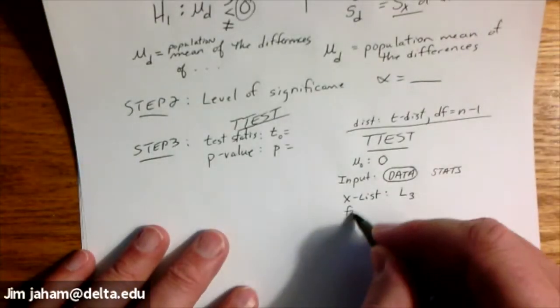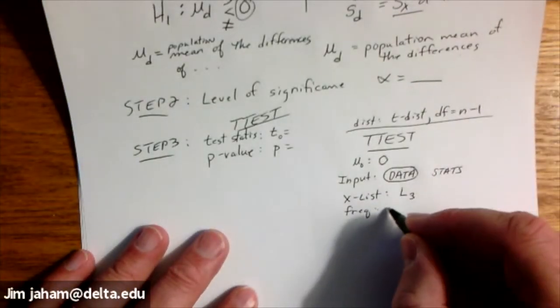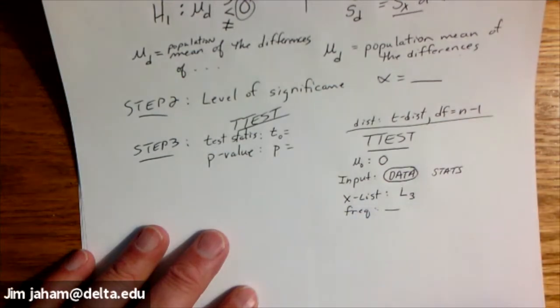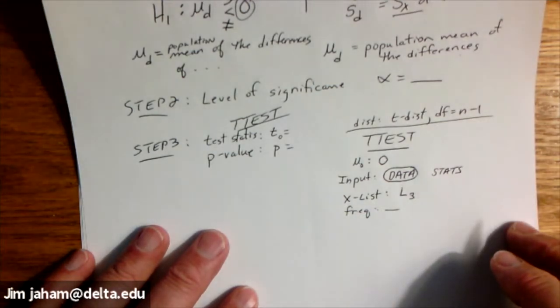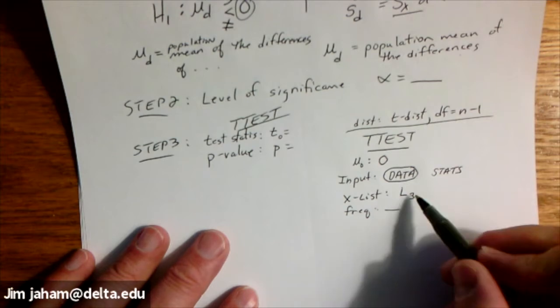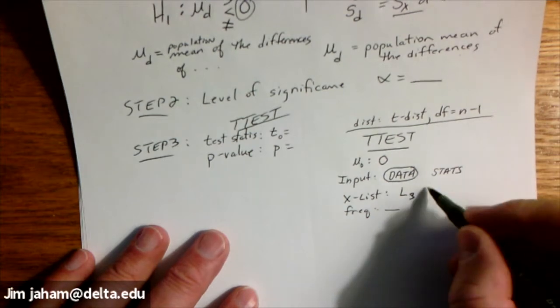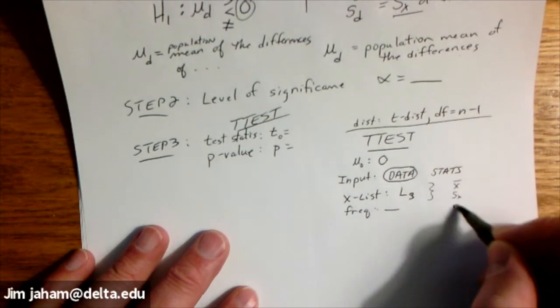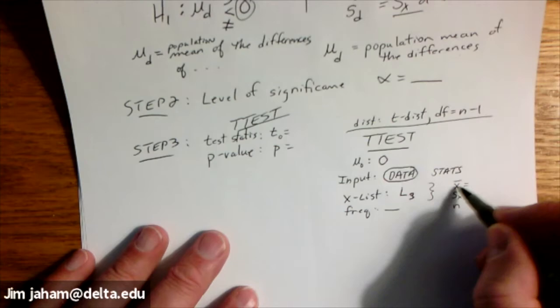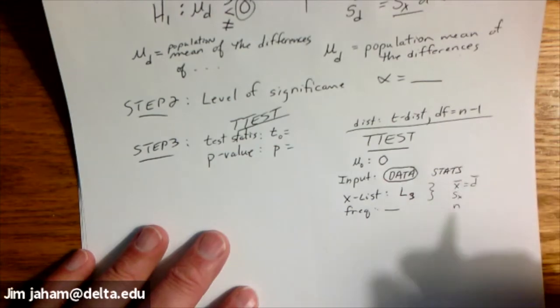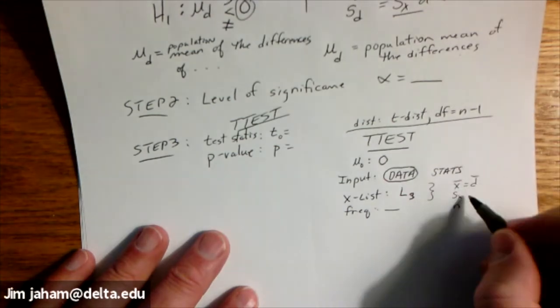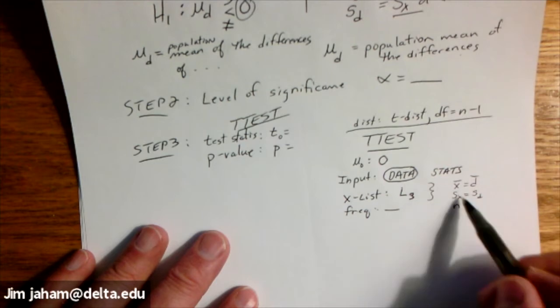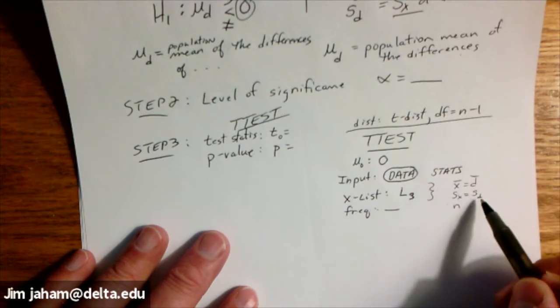I'm not sure if they give you a frequency list here or not, but you either just leave it blank or put 1 in there. Now, from this list, the calculator will be able to calculate X bar, SX, and N. But remember, X bar in this case is actually the D bar, the sample mean of the differences, and the SX that it gives you is the sample standard deviation of the differences.